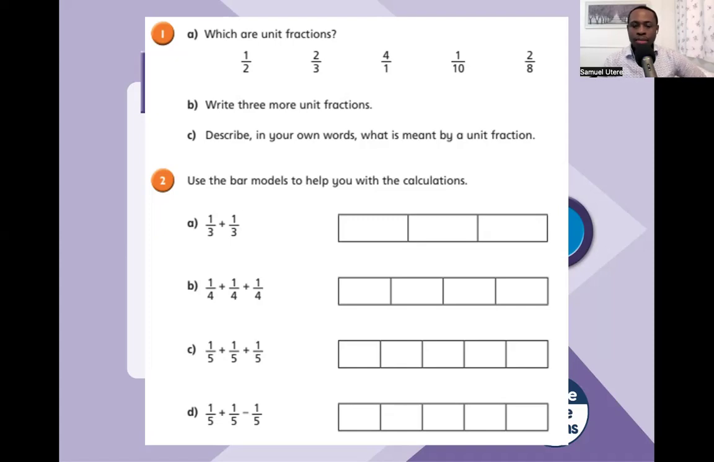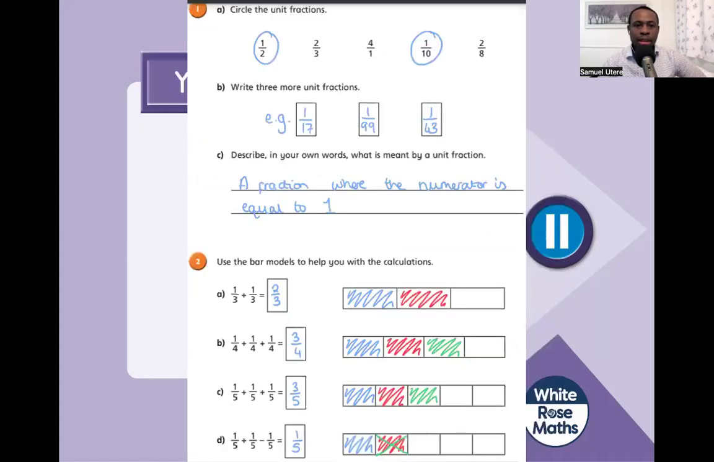Assuming you've paused the video and you've answered questions 1 and 2, here are the answers. So question 1, you were asked to circle the unit fractions. You now know what unit fractions are. The numerator has to be 1 and the denominator can be any number. And then write 3 more unit fractions. You can write anything, provided you have 1 in the numerator.